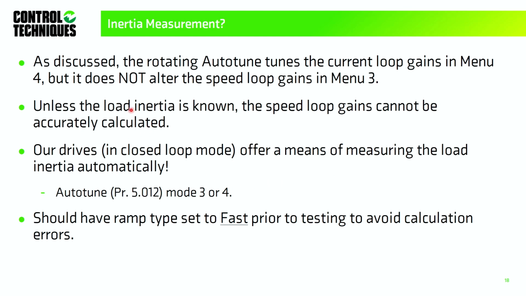So again, the Autotune adjusts the current loop gains in menu 4, but it does nothing with the speed loop, which is in menu 3. And like I said, the default gains will get you going. It'll work, but for best results, we're going to optimize them. So what I'm going to do first is measure the load inertia, and that's done in menu 5, right? So this is also important to have the ramp set to fast. If you're going to do the inertia test, make sure that you've set the ramp mode to fast before you do this.